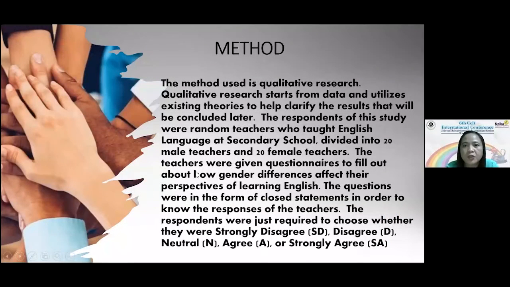The method used is qualitative research. Qualitative research starts from data and utilizes existing theories to help clarify the results that will be concluded later. The respondents of this study were random teachers who taught English language at secondary school, divided into 20 male teachers and 20 female teachers.